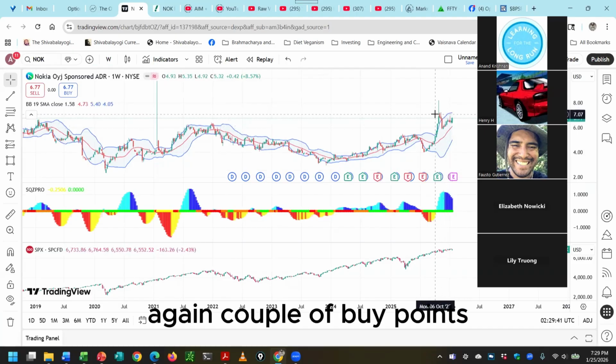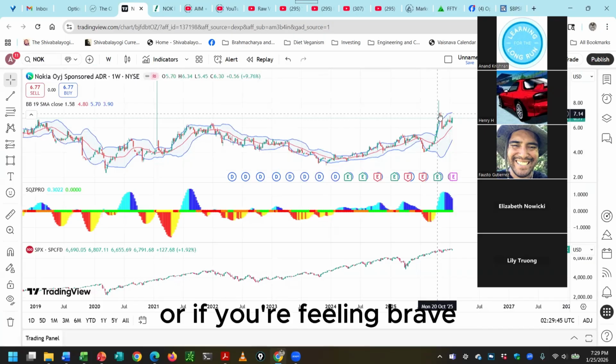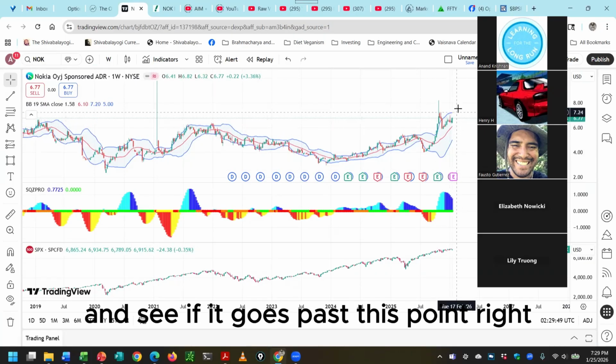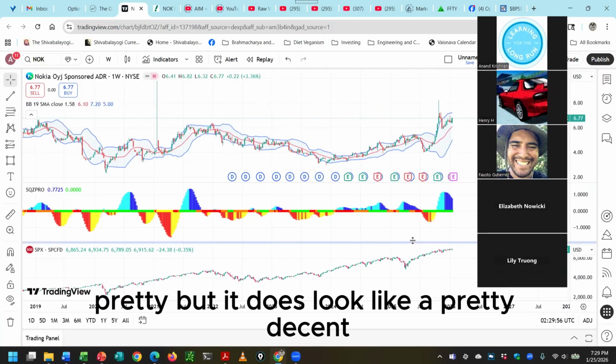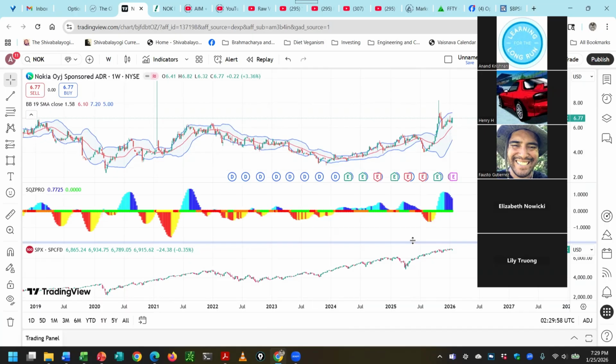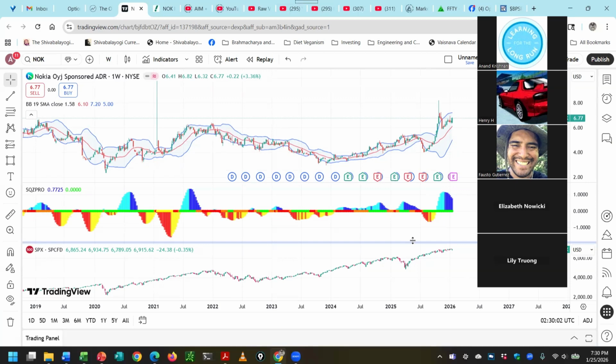Again, a couple of buy points. Either you can buy it when it runs past this point, right? Or if you're feeling brave, you can buy it right now, right? And see if it goes past this point, like either here or here, right? But it does look like a pretty decent buy right now, to be honest, right?